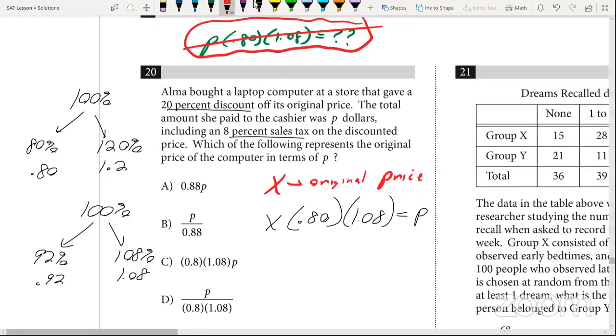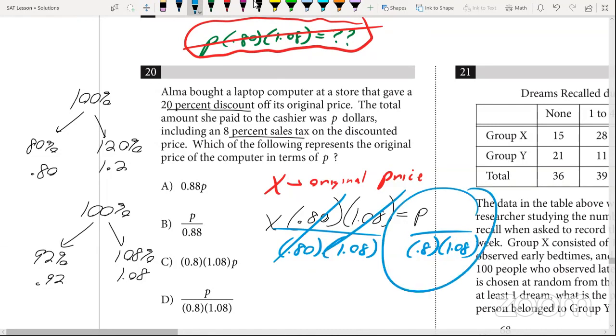So the original price is X, and now we have to just solve for that. So we're going to divide by 0.80 and divide by 1.08 on both sides. And so these cancel, and X is equal to P over 0.8 and 1.08. So the answer to number 20 is D.